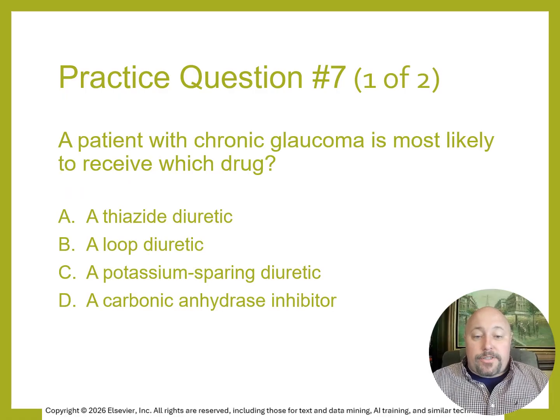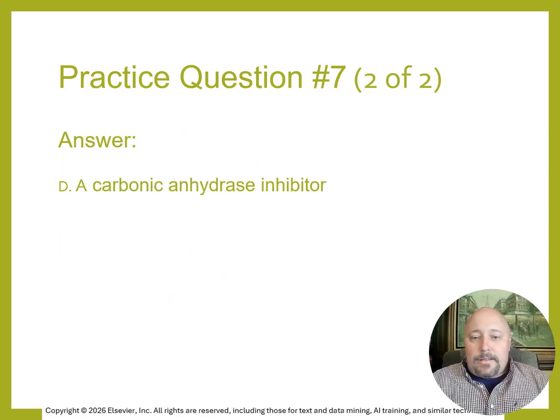And for our final question, a patient with chronic glaucoma is most likely to receive which drug? A, thiazide diuretic, B, a loop diuretic, C, a potassium sparing diuretic, or D, carbonic anhydrase inhibitors. And that answer is going to be D, carbonic anhydrase inhibitor.